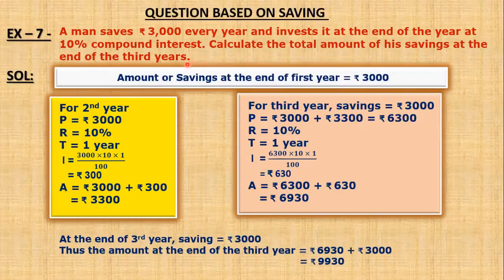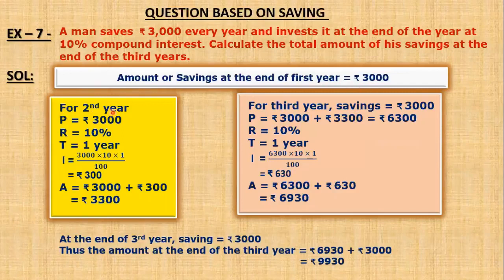So for the first year, he is saving an amount of 3,000 and investing it at the end of the year. So for the first year, there will be no interest. The saving at the end of the first year is rupees 3,000, which he will invest. So no interest will be there for the first year. Interest will start from the second year.